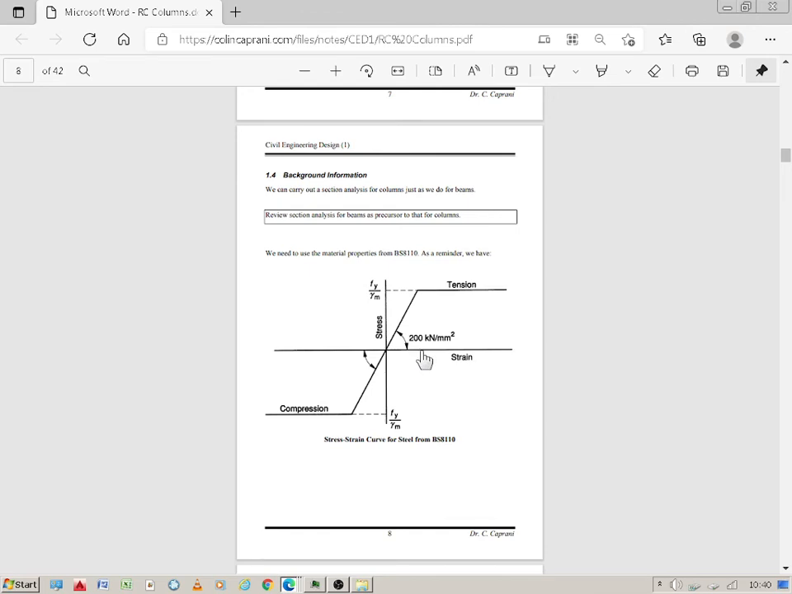This is the reinforcement strength, stress against strain. This is the yield. fy is the yield strength of steel, and the gradient is 200 kilonewtons per millimetre squared. Stress strain curve for steel from BS8110. fy over gamma m is equal in compression or tension. It doesn't matter if it's in compression or tension, it's going to fail at the same yield stress.